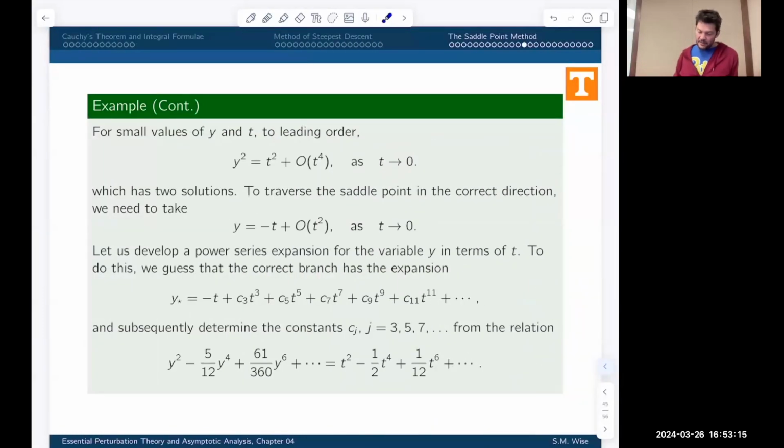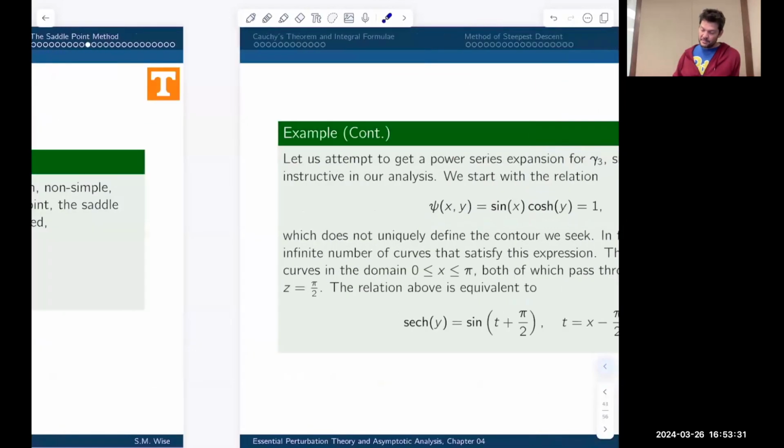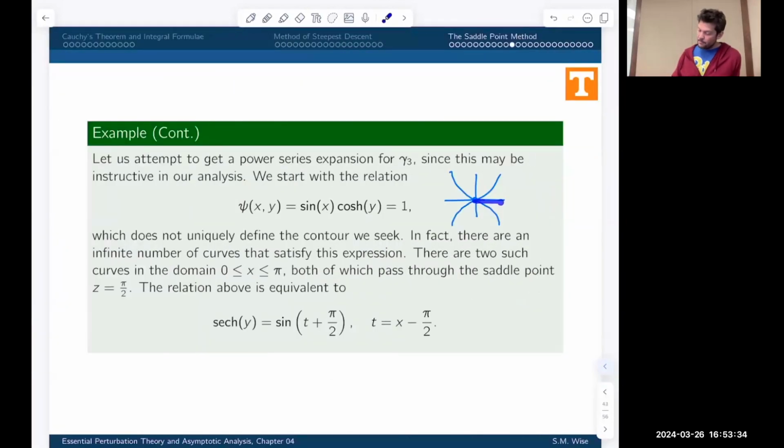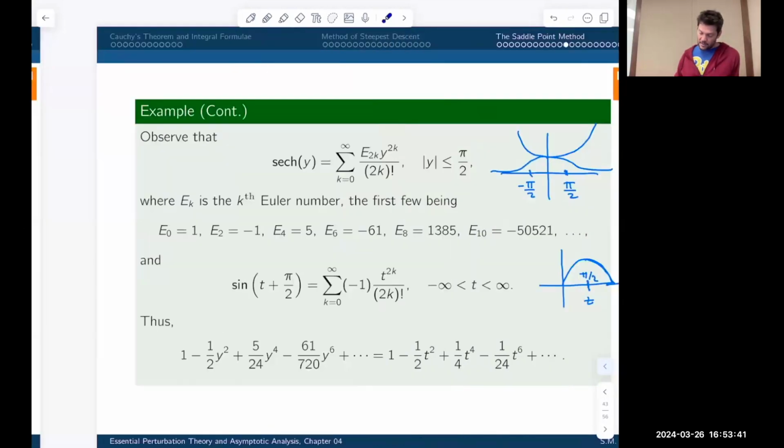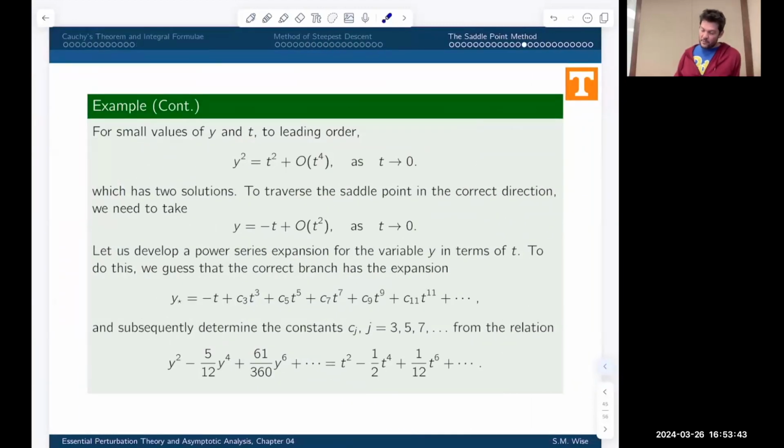Well, for small values of y and t at leading order, we're going to say y squared is probably just equal to t squared, because both are small at the same time, right? Whenever t is small, y is small, correct? Here's the t axis and here's the y axis. So whenever t is small, y is also small. So it stands to reason that for small values of y and t, here's our leading order approximation.